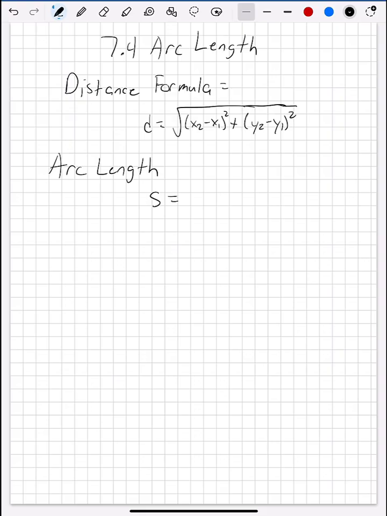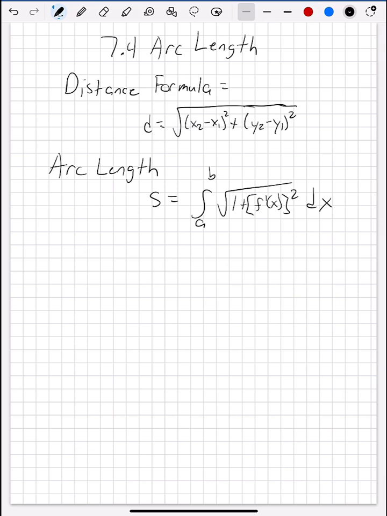The textbook represents it with S. That's a commonly accepted way to represent arc length, just use S for whatever reason. It's the integral of the square root of 1 plus the derivative of the function squared, and that integral is taken with respect to dx.